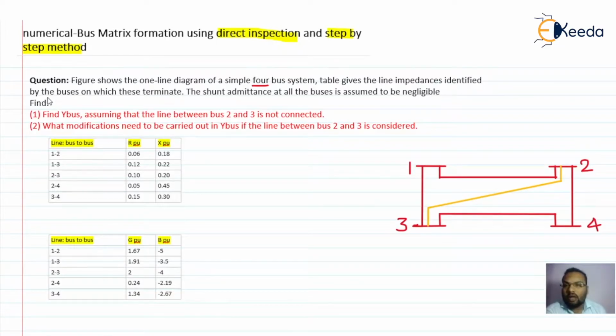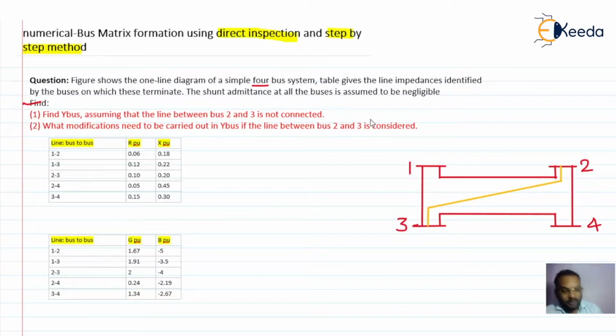So here we are asked to find two things. First, find the Y bus assuming that the line between 2 and 3 is not connected. Between bus 2 and 3, the line which is shown in the yellow color, first we have to assume that this line is not present. Without considering this line between bus 2 and 3, we'll calculate the Y bus matrix. Then what modification needs to be carried out in Y bus when the line between bus 2 and 3 is considered.